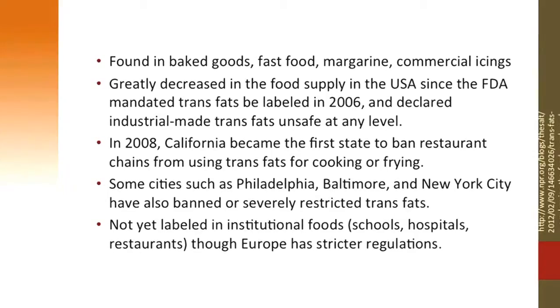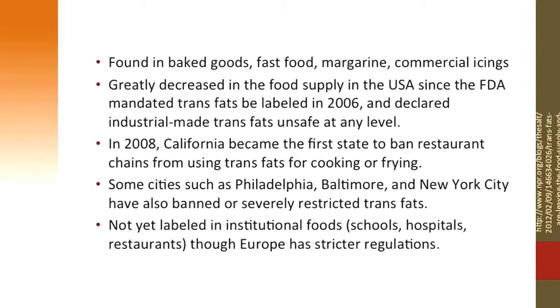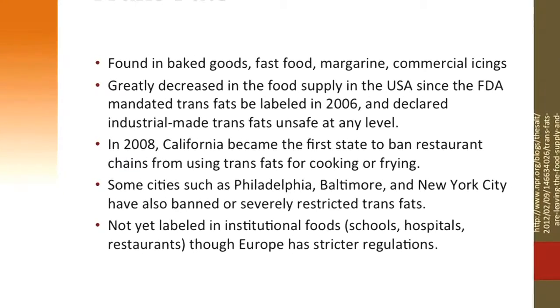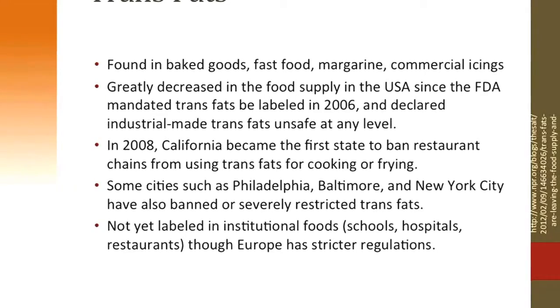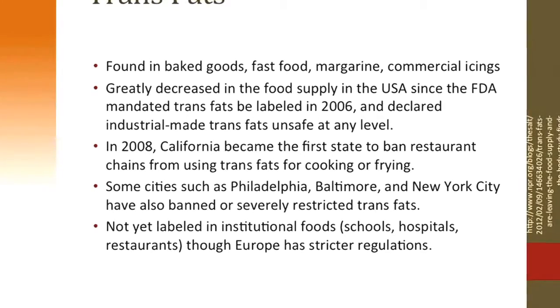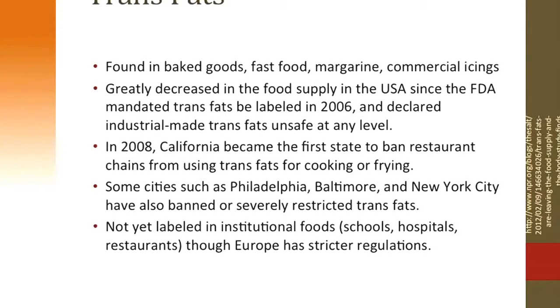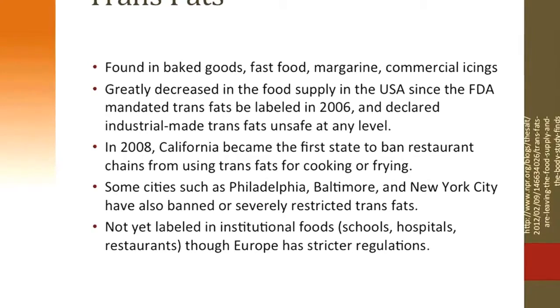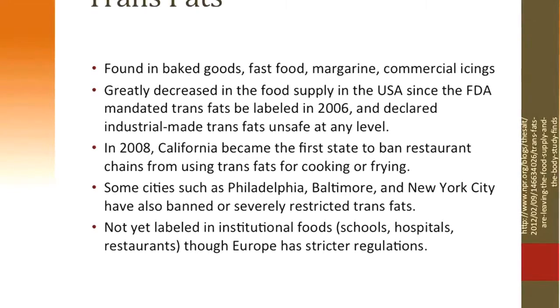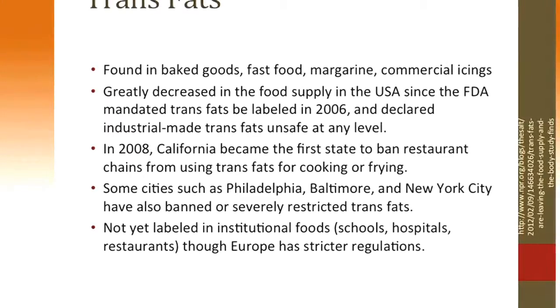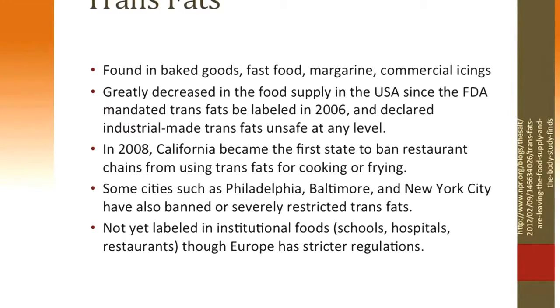Fortunately, in the US, finally, the FDA came out and said that trans fats from industrial processes are unsafe at any level, and they started to make people label them. And at that point, the amount of trans fats in the food supply dropped precipitously. In 2008, California became the first state to ban restaurant chains. In some cities such as Philadelphia, Baltimore, New York City, and Boston and Brookline, which I learned yesterday in the law presentation, they've also banned or severely restricted the use of trans fats in restaurants.